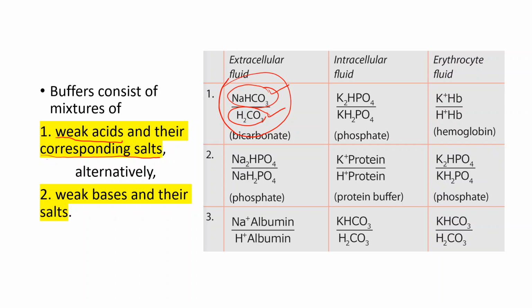Similarly, disodium hydrogen phosphate is a base and sodium dihydrogen phosphate is an acid. This combination we call a buffer. In the extracellular fluid, there are three major buffers in our body. One is the bicarbonate buffer system, the other is the phosphate buffer system, and the third is the protein buffer system. Usually it is maintained by the albumin.